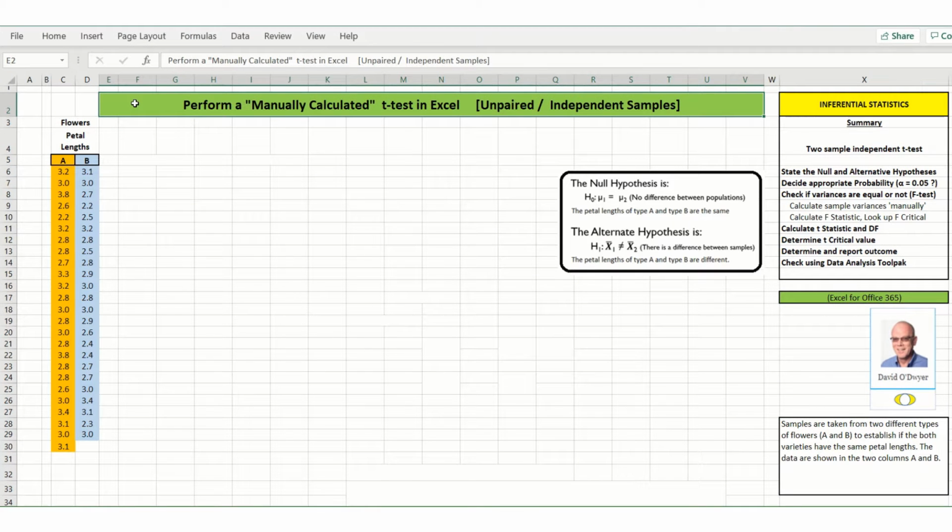So our two hypotheses are shown on the screen. The null hypothesis is that mu1 equals mu2, that there's no difference between the populations, or the petal lengths of type A and type B are the same. The alternative hypothesis is that x bar 1 is not equal to x bar 2. There is a difference between the samples. The petal lengths of type A and type B are different.